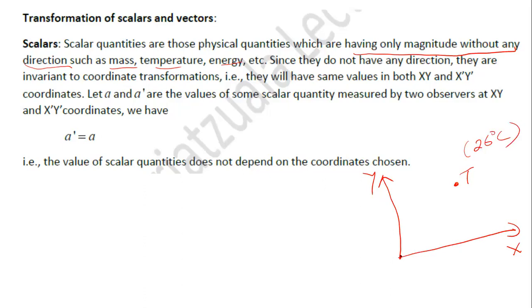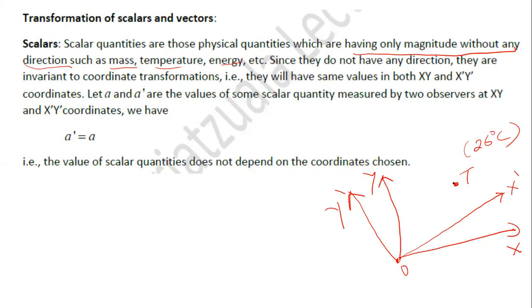Now, let us consider another coordinate system, our x prime y prime coordinate system, another coordinate system in the same three-dimensional space. If you consider another coordinate system with the same origin here, and measure the temperature at this point from your location in this x prime y prime coordinate system, do you think the temperature at this point will change? It will not change, isn't it?